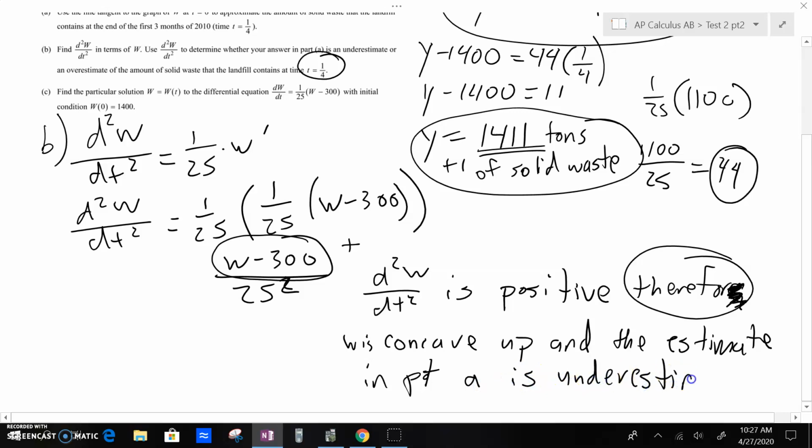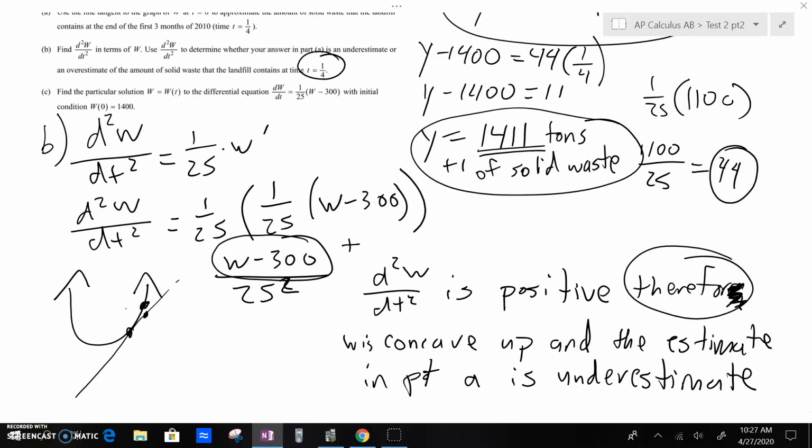And the thinking there is if we've got a concave up graph, anywhere you put a tangent line, it's going to be below the graph, except at the point of tangency. So as we move forward and make an estimate off it, we're going to be below the actual value. So it's an underestimate.